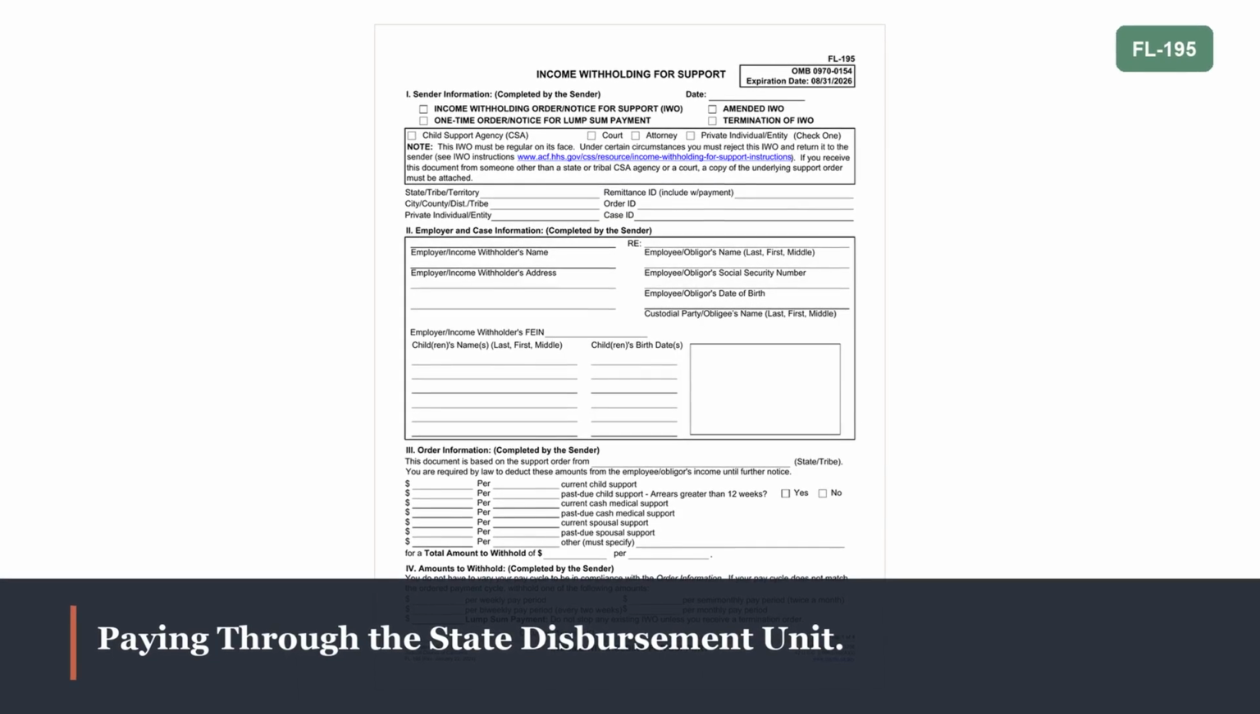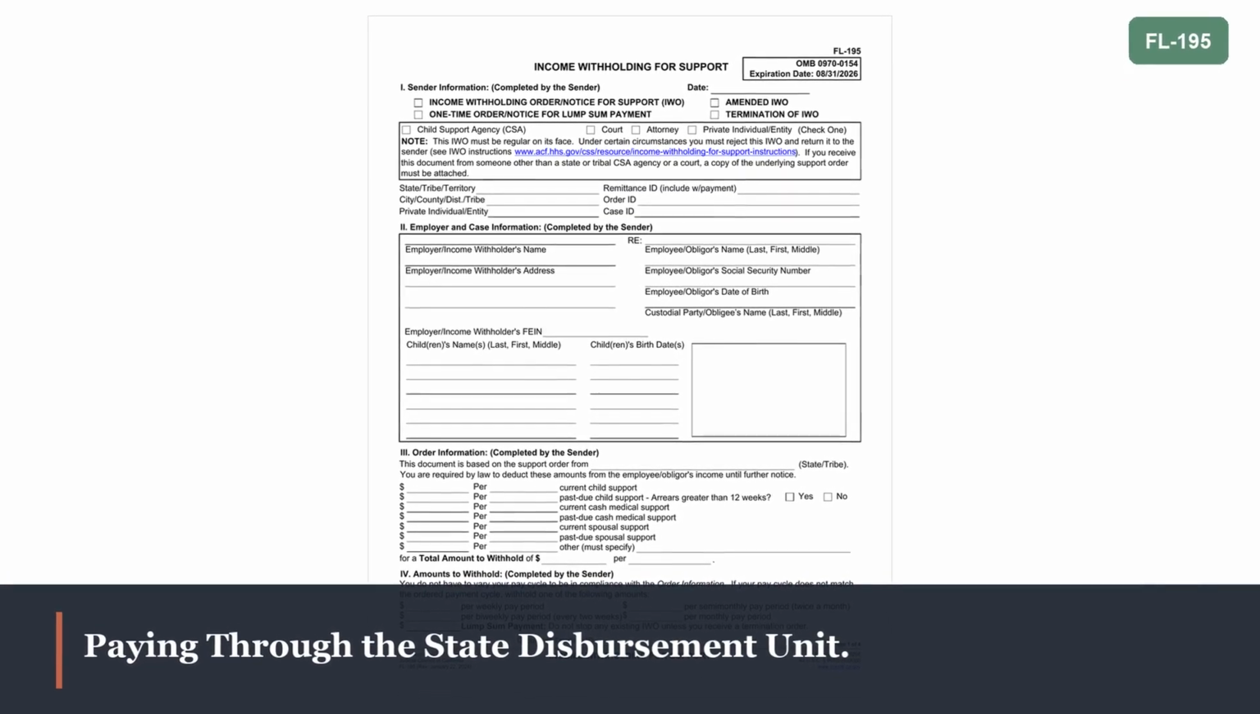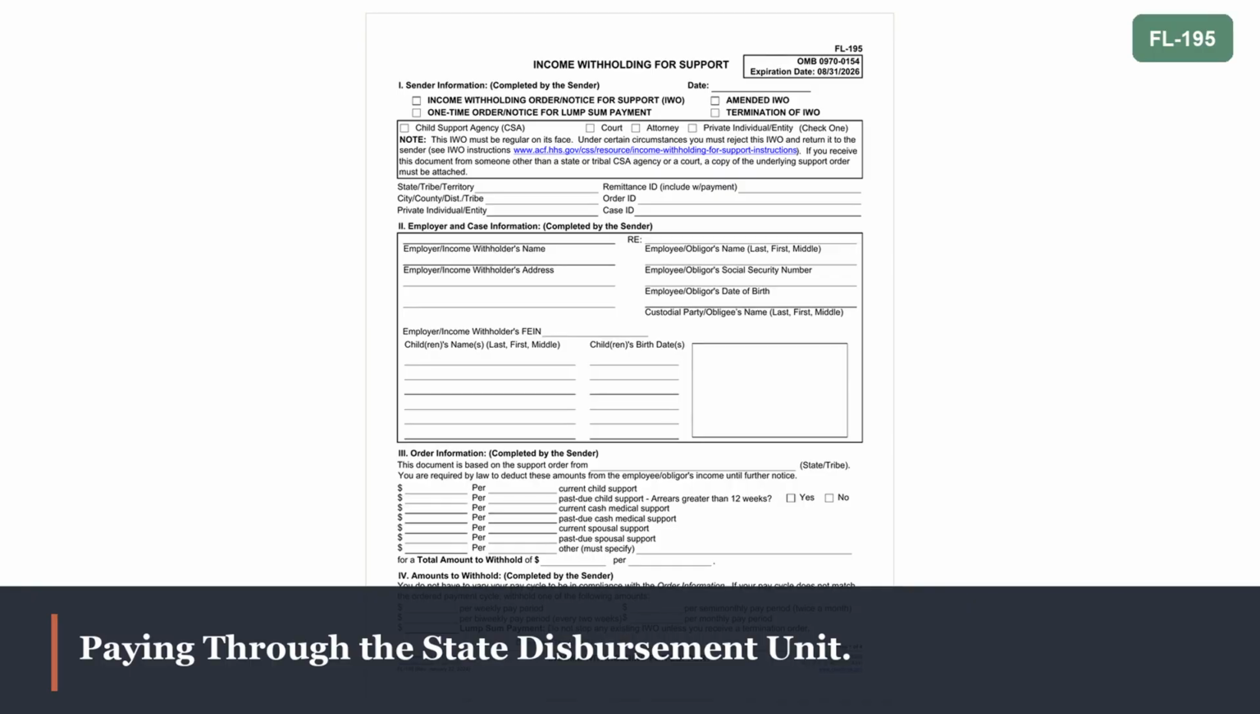Paying through the state disbursement unit. In most California support cases, withheld income is not sent directly to the recipient parent or spouse. Instead, it is generally sent to the California State Disbursement Unit, SDU, the state's centralized office for collecting and dispersing support payments. The SDU then forwards the payment to the person who is owed support. Routing payments this way has a practical benefit for both sides. It creates an official, time-stamped record of every payment, which matters if there is ever a dispute later about whether or when support was paid.